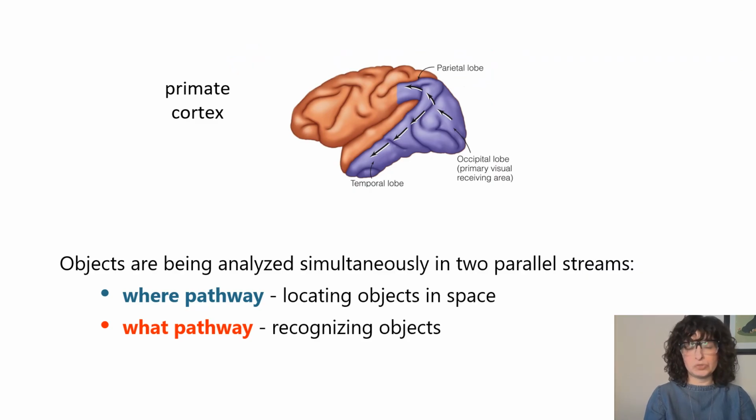So we know that visual information is first sent to the primary visual cortex, but then where does it go from there? I mentioned earlier that it goes in two different directions simultaneously. Each direction is in charge of analyzing different aspects of the same stimulus. So we've got the what-where pathway distinction. The what pathway recognizes what an object is, whereas the where pathway helps to locate objects in space.